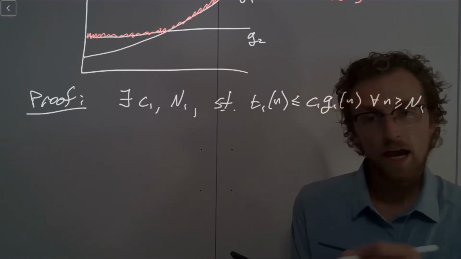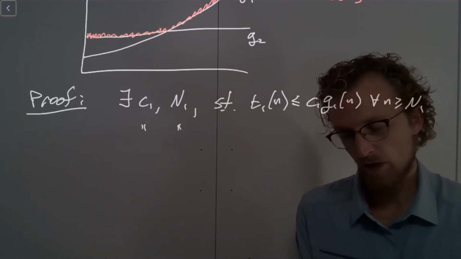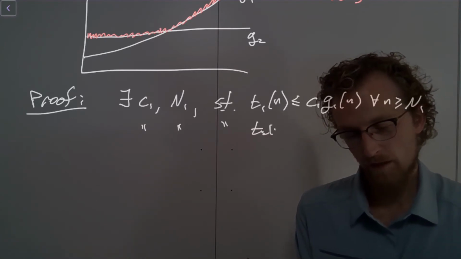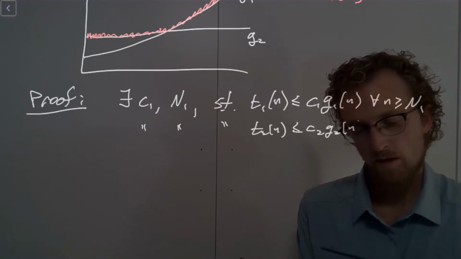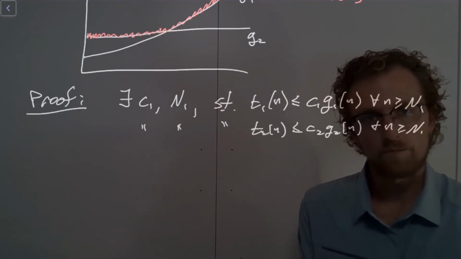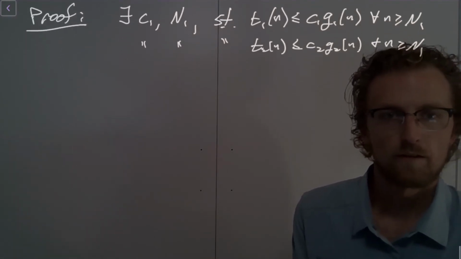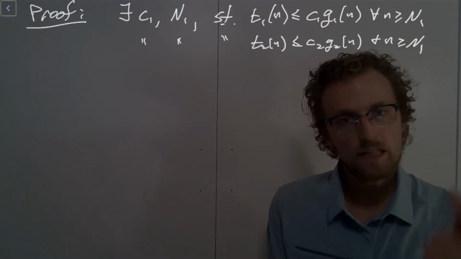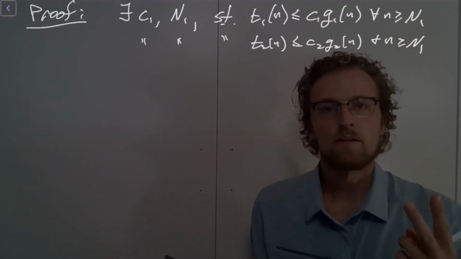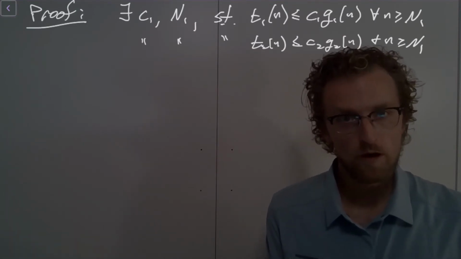That's the book definition of t1 being big O of g1. Okay, and the same thing for t2, right? So ditto, t2 of n is less than or equal to c2 g2 of n for all n greater than or equal to n2. Okay, so what do we need? We need to determine a c and an n such that something like this holds for the functions we're trying to show this for.